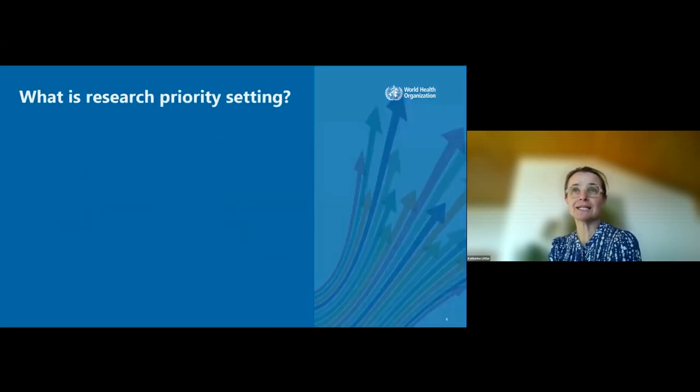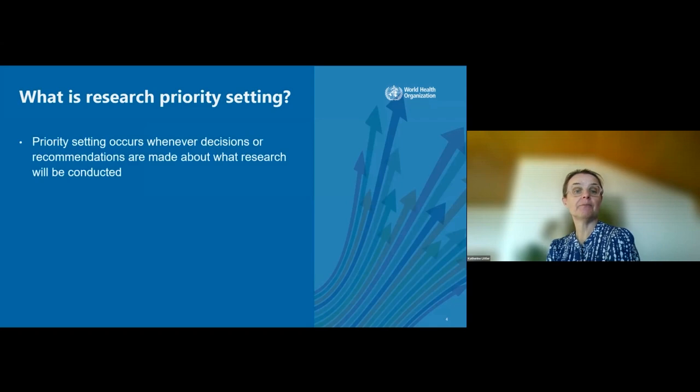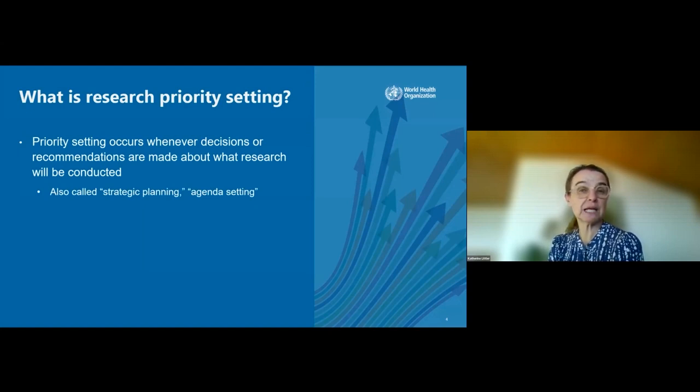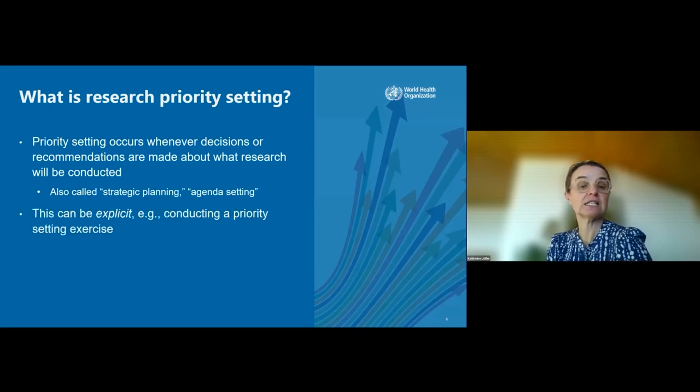Just quickly, because I think it's important, how we have defined priority setting in the guidance, in particular research priority setting. We're giving it a broad definition. We think it occurs whenever decisions or recommendations are made about what research will be conducted. It is often labeled under very different titles, but we think strategic planning and agenda setting are included in our definition of priority setting, and we really are aiming the guidance at people undertaking those specific activities.